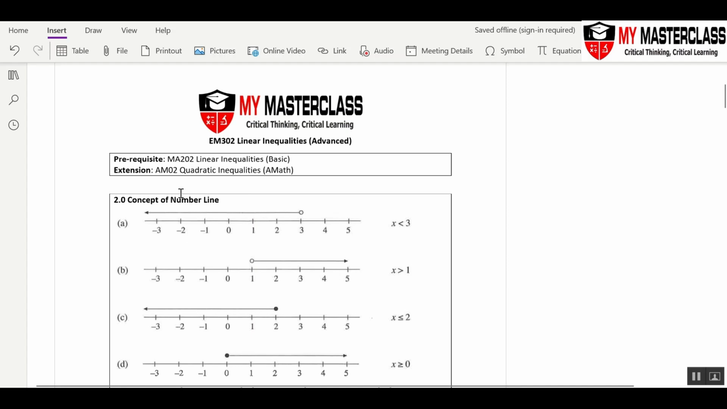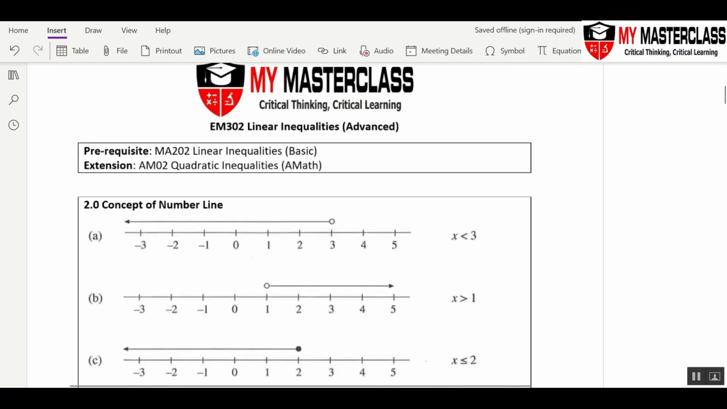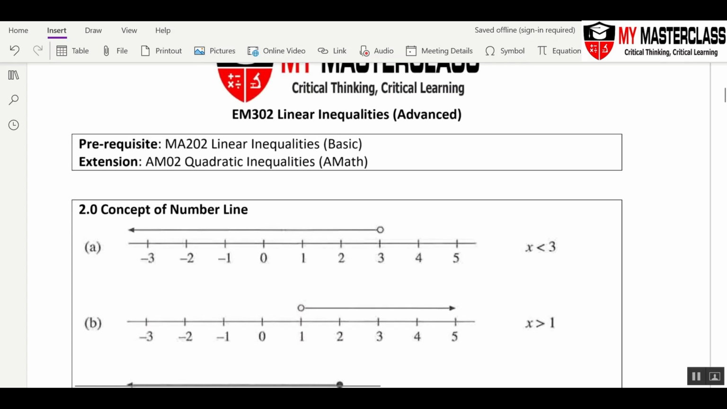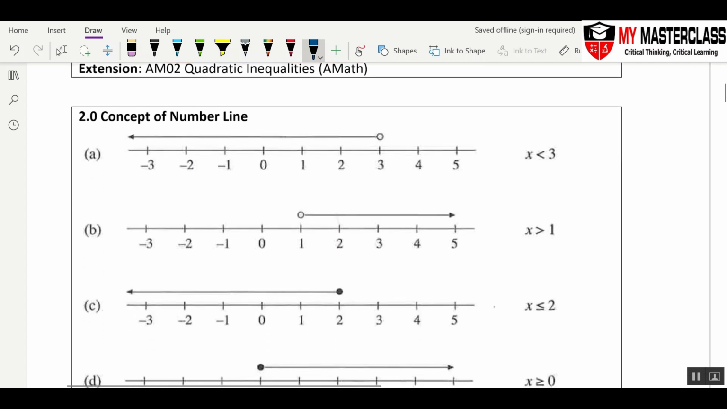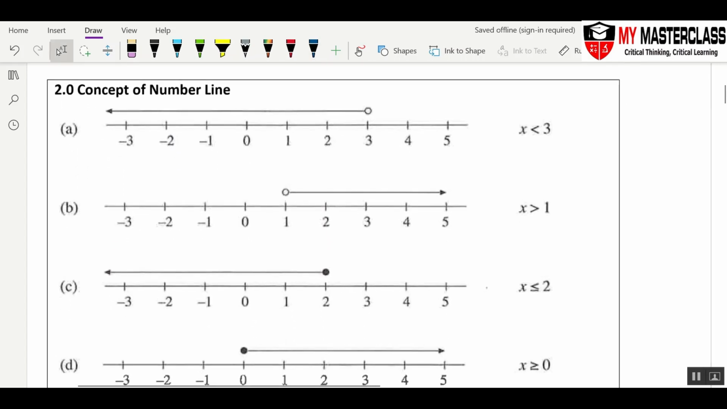This topic is chapter 2 of your EMath syllabus. It is called Advanced Linear Inequalities. Okay, there are some concepts in basic linear inequalities that are covered in Sec 2. If you need, go back to MA 202 to revise. First and foremost, the concept of a number line.